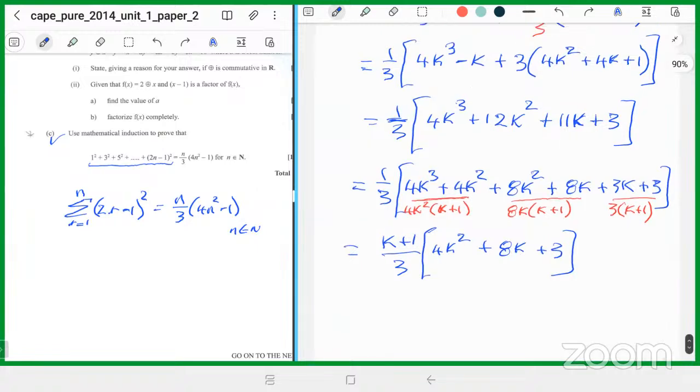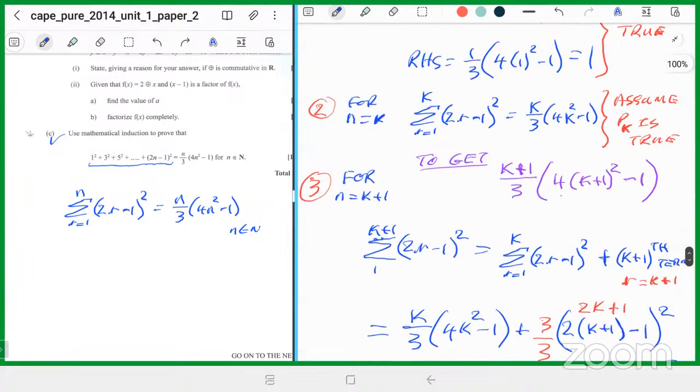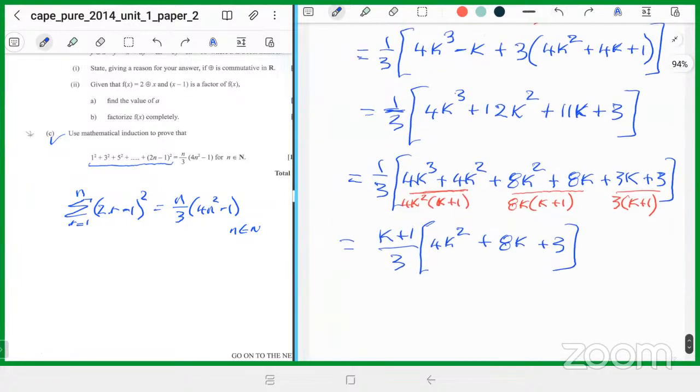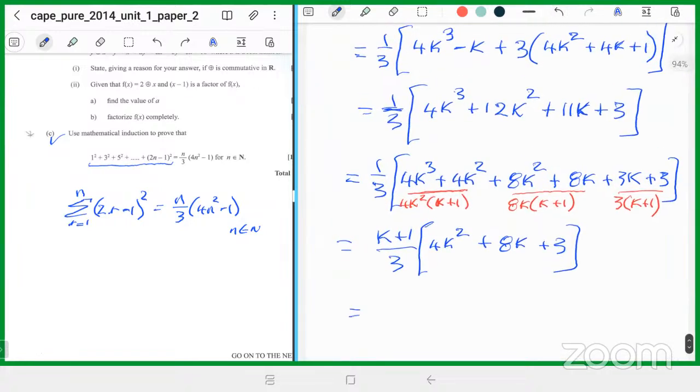Because all I need to do inside here, guys, is complete the square. Complete the square inside here, I'm good. So all I need to do now is complete the square of these two terms, and I will get that. Because that's a perfect square, so I have to complete the square. So I need to complete the square inside here now. So watch it now. So this becomes equal to k plus 1.